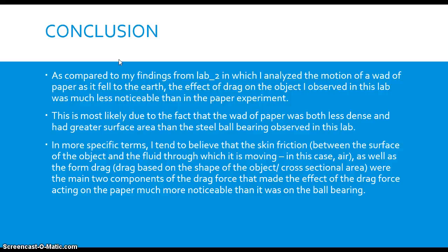And to be more specific, I think in more technical terms it's referred to as the skin friction between the surface of the object and the fluid through which it's moving. In this case, that'd just be the air. As well as the form drag, which is determined by the shape of the object moving through the fluid and its cross-sectional area. So if you think about the shape of a crumpled wad of paper versus the more streamlined shape of a ball bearing, it makes sense that the ball bearing would have less skin friction as well as less form drag.